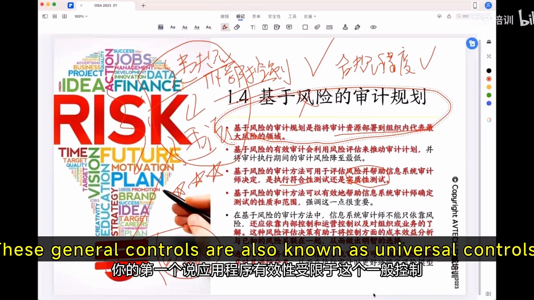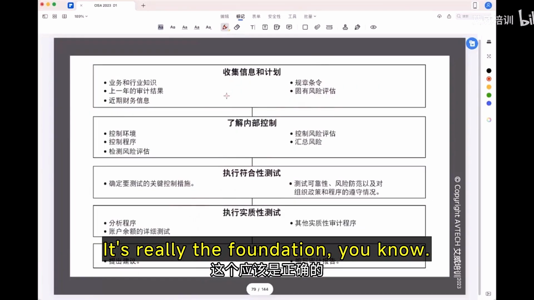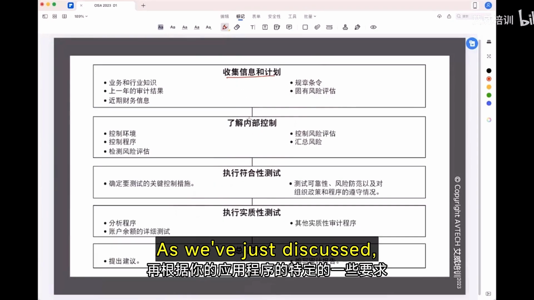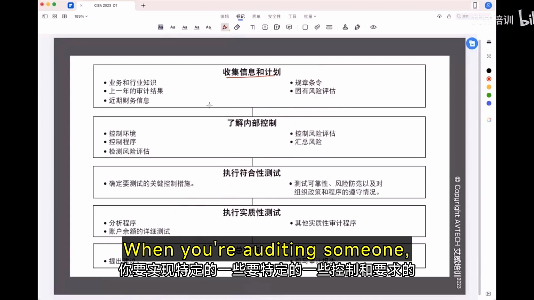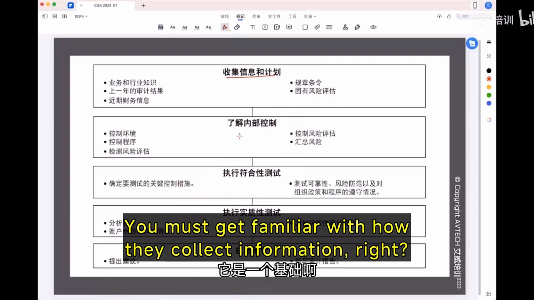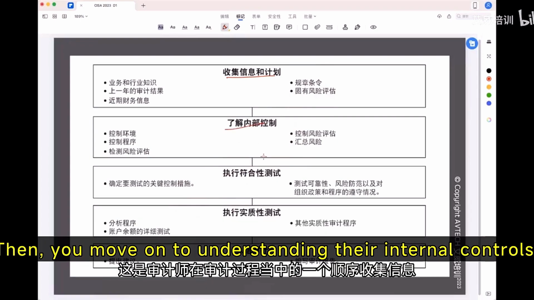These general controls are also known as universal controls. It's really the foundation. This is the sequence auditors follow to gather information. During an audit, when you're auditing someone, you first need to understand their operations. You must get familiar with how they collect information, right? Then you move on to understanding their internal controls.